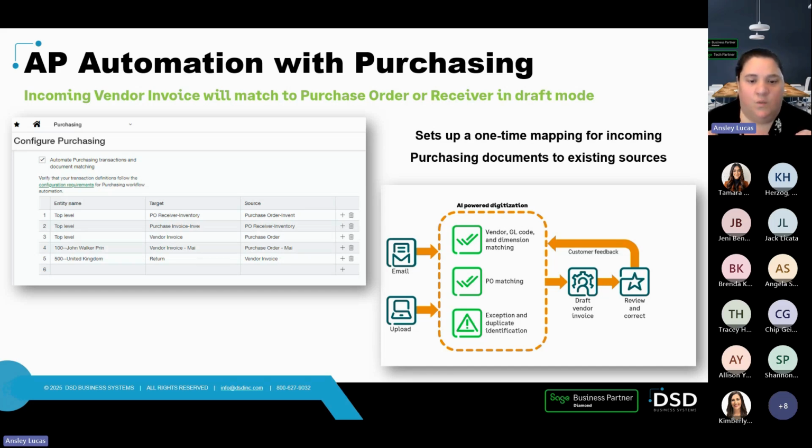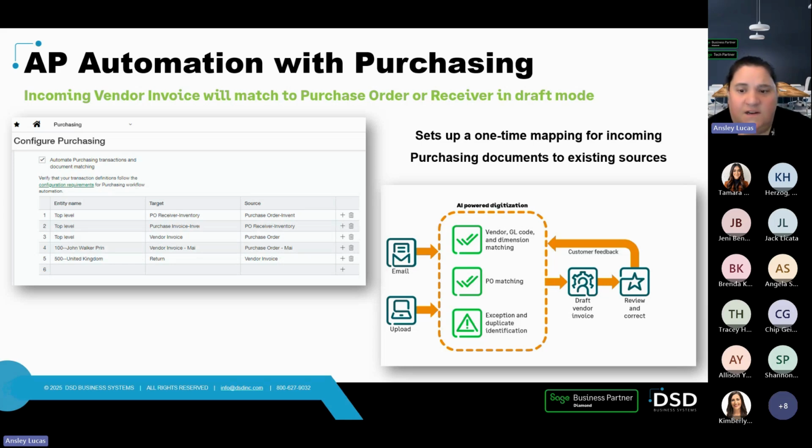AP automation, when you actually get a bill that is loaded into the system via email, or you import it in if you have AP automation, you used to only be able to take those bills and have them generate in accounts payable directly. Now you can have them generate in purchasing. And not only that, it will take the vendor invoice and match it to the purchase order or receiver in a draft mode, so that you can review it and do everything you need. So it'll actually streamline your process.